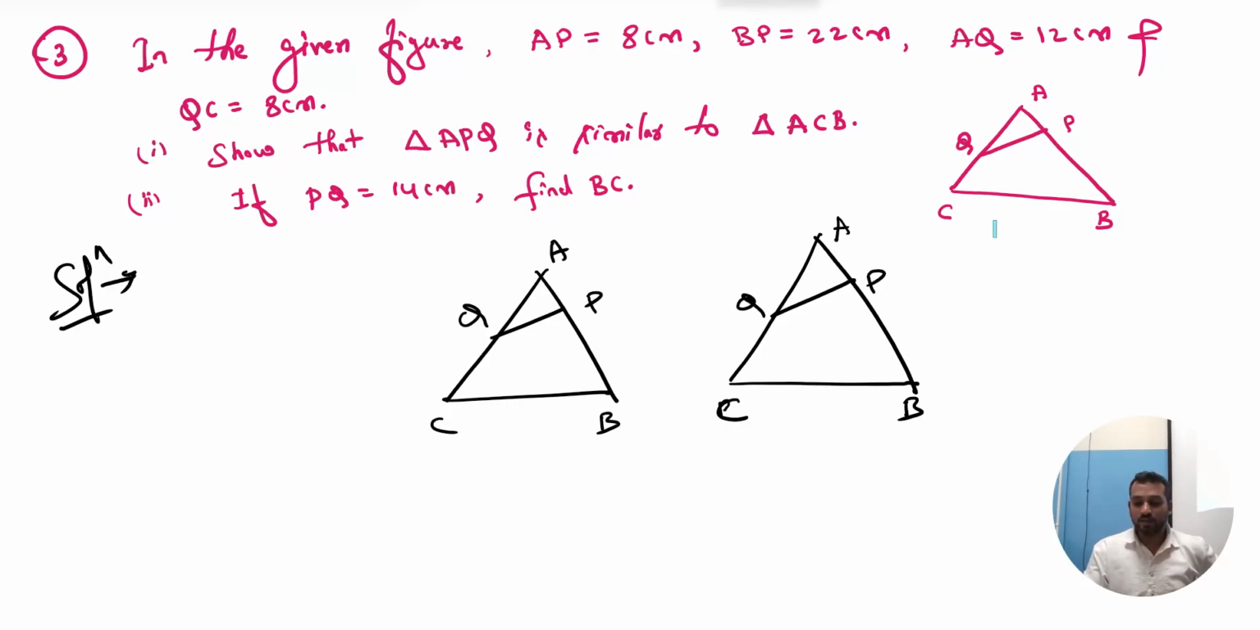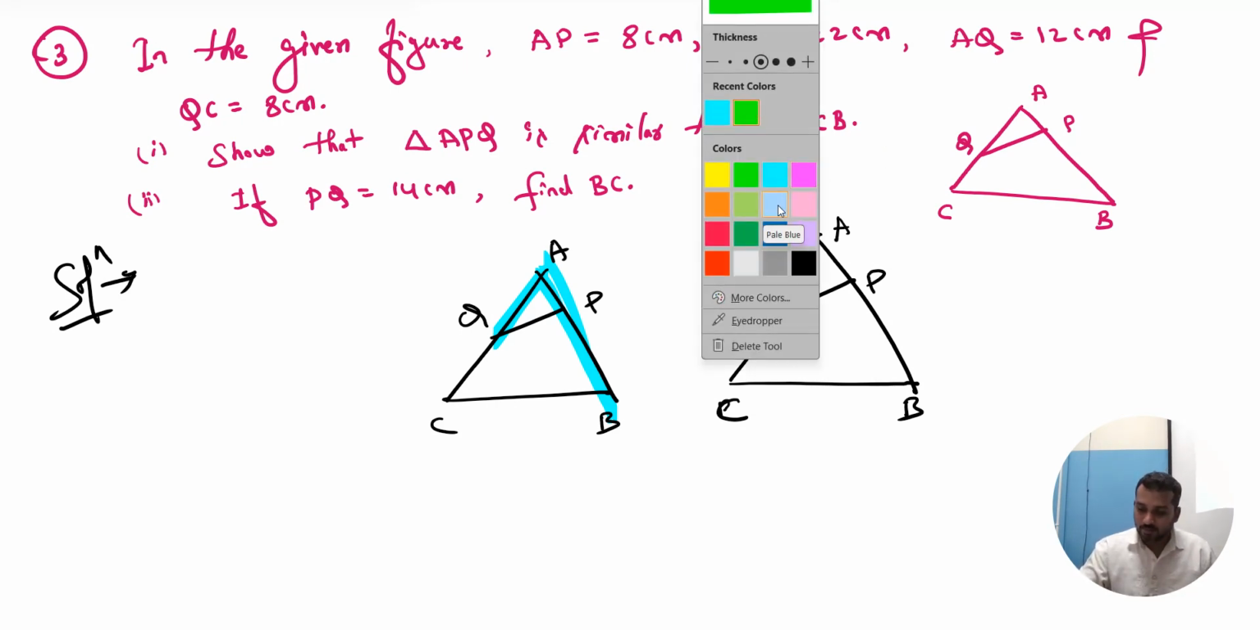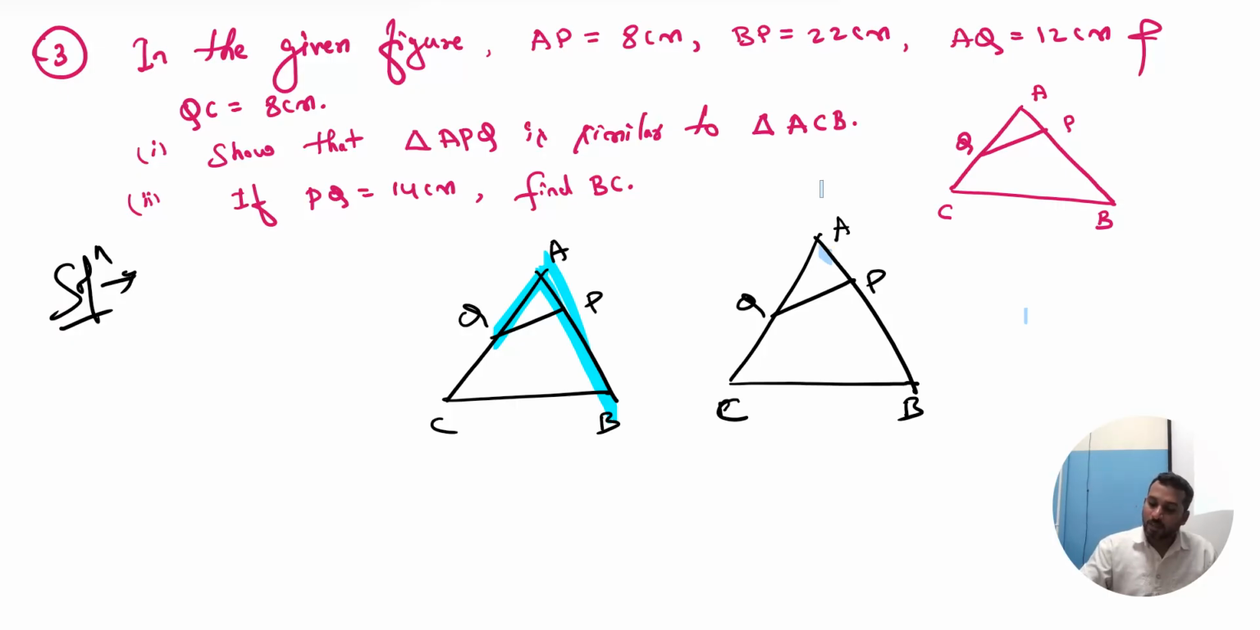Please remember this logic. Whenever you find a diagram like this, if you are going to take side AQ here, this side AQ will be proportional to this side AB. Remember. So side AQ is proportional to side AB. First case. Similarly, if you want to take side AP, then this side AP will be proportional to this side AC. Any doubts? Is the concept clear? Understood?